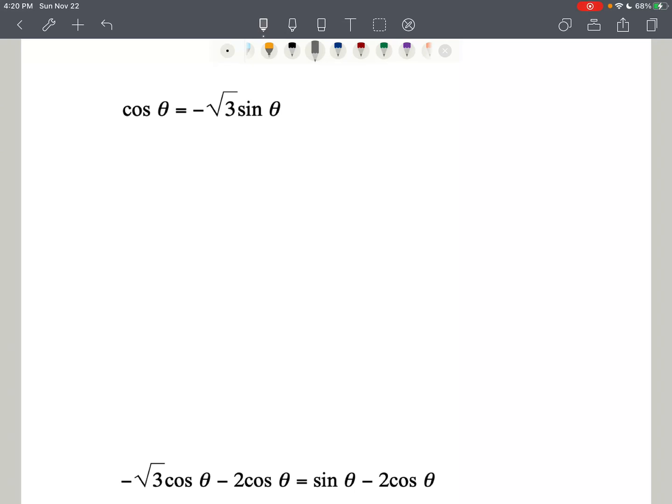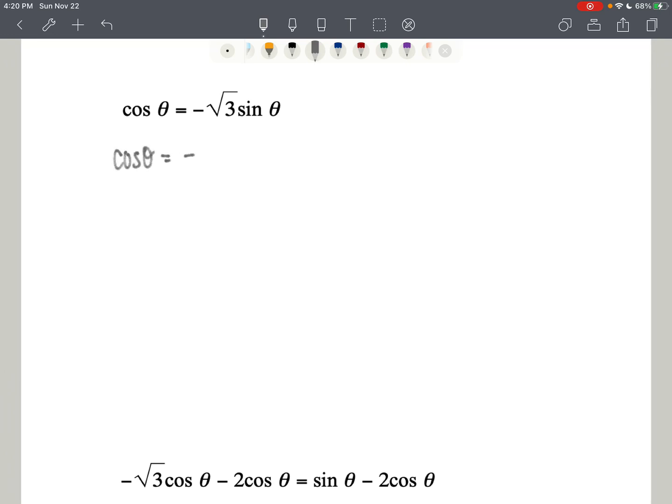We have the cosine of theta equals negative square root of 3 times the sine of theta. We don't have any quadratics, so we can't use our Pythagorean identities here. So I hope that you can see that we are going to have a tangent of theta, because we can divide both sides by cosine of theta, and that's what I'm going to do. I'm going to divide both sides by cosine of theta.